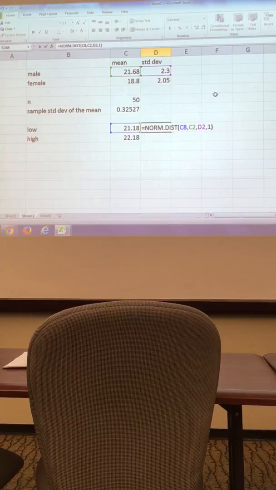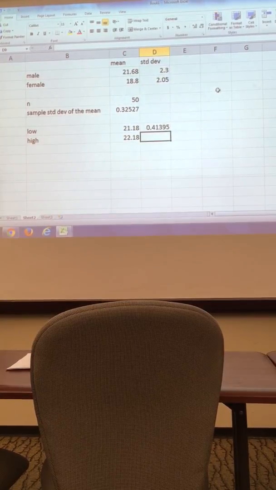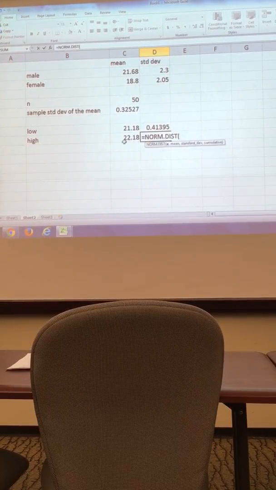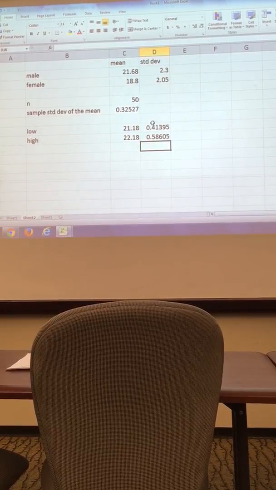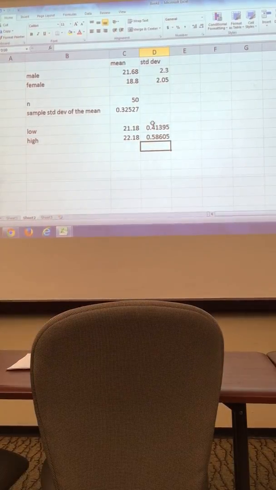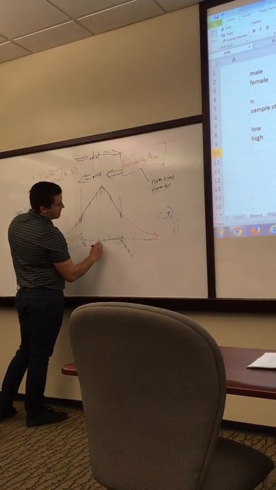Are you doing just the males? Yep, just the males for question A. And then we want to find the area to the left of our high point. If we were to look at this as a distribution, here's our mean. Our mean for this value is $21.68.